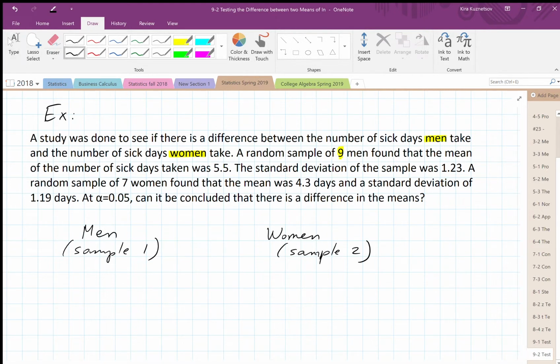So that means that they gave us the number of men, so n sub 1 is equal to 9. And found that the mean of the number of sick days taken was 5.5. So the sample mean was 5.5. The standard deviation of the sample was 1.23. So that's this sample. And this is how you know you have to use a t-test. It's because they say the word sample.